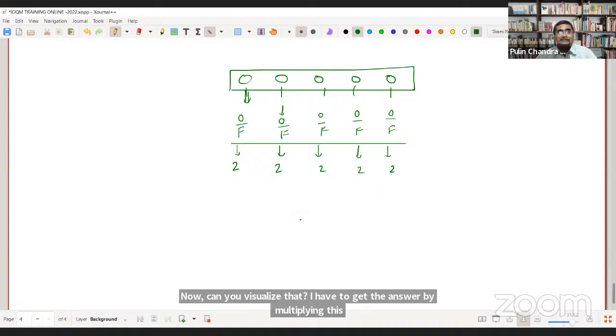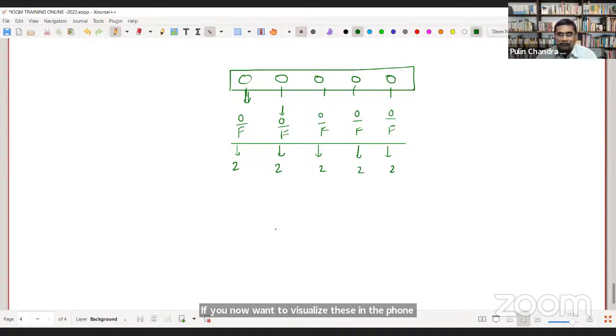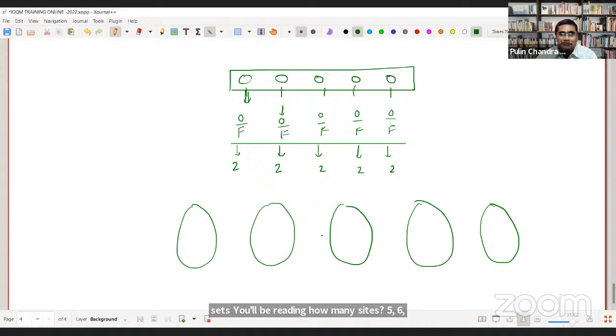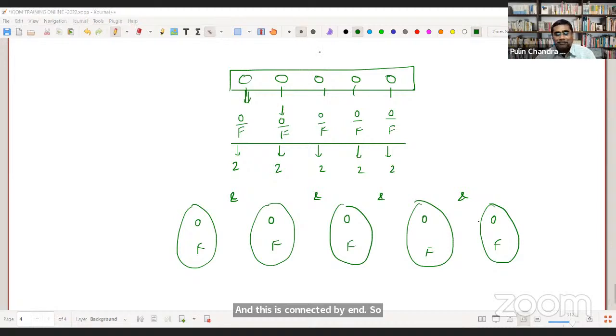If you now want to visualize this in the form of Cartesian product, Cartesian product के हिसाब से अगर देखना चाहोगे तो ये 2 सेट ऐसे नहीं होगा. You will not be getting 2 sets. You will be getting how many sets? 5 sets. Right? It will be Cartesian product of 5 sets. तो ये इसमें कितना होगा? O and F, O and F, and then you can draw the arrows and count how many options you can get. Right? And this is connected by AND. So your principle will be multiplication principle. Right? So the final answer, I leave it to you, how you will do it.